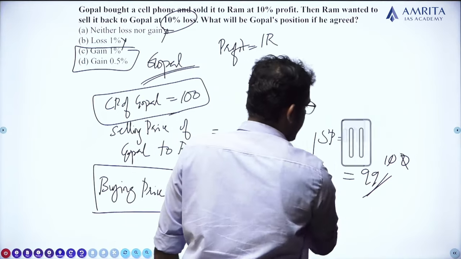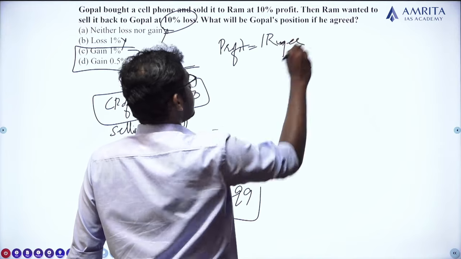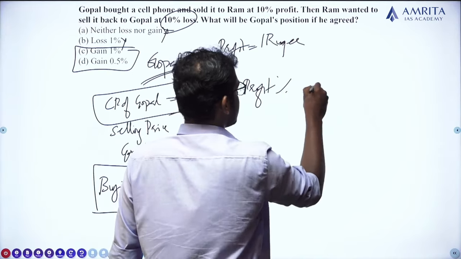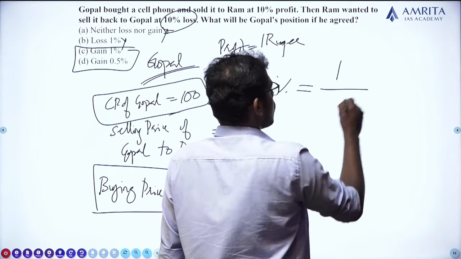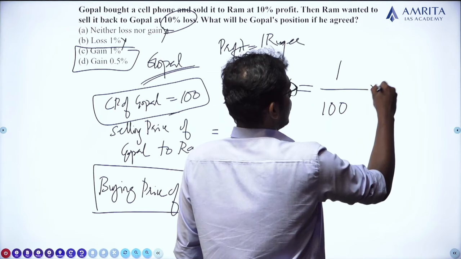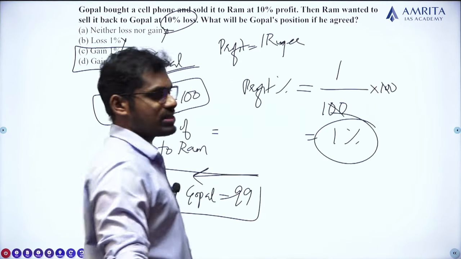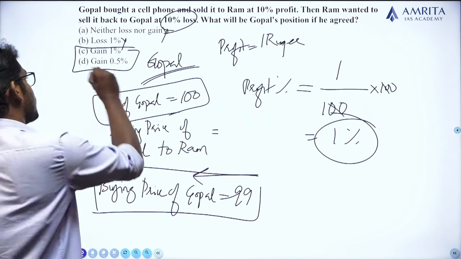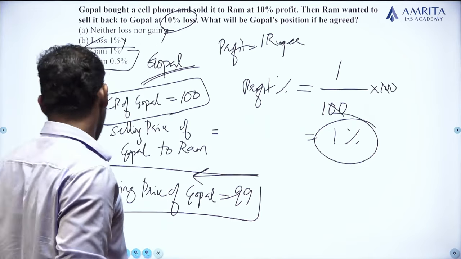I know you have already got the answer here. The profit is 1 rupee. Now we have to find the profit percentage. Profit over cost price, which is 100, into 100. The 100s cancel each other, so the answer is 1% for this question. So for question number four, the answer is a gain of 1%. Simple answer. Got the idea? Moving to the next question.